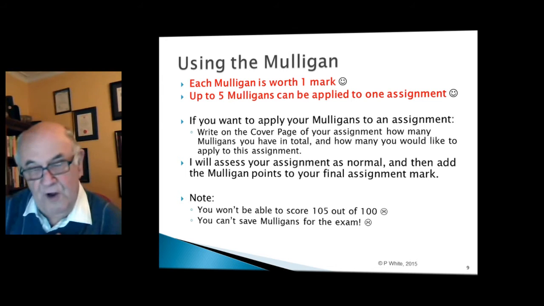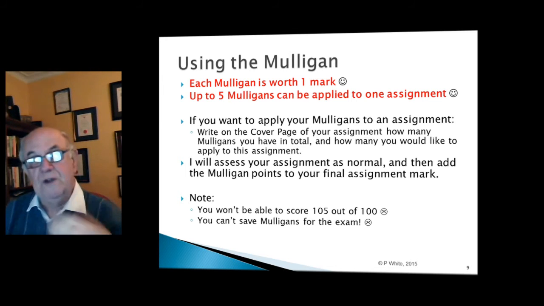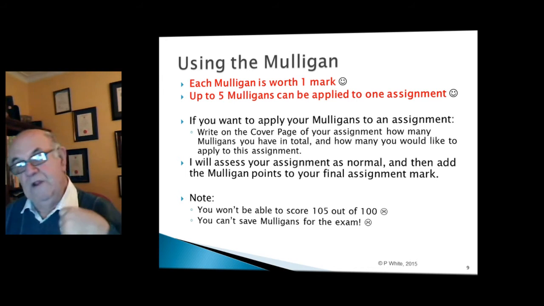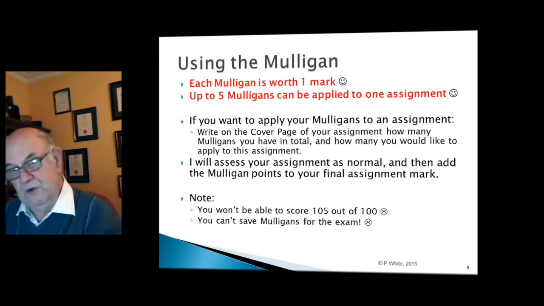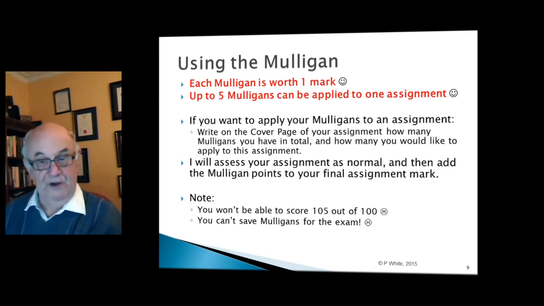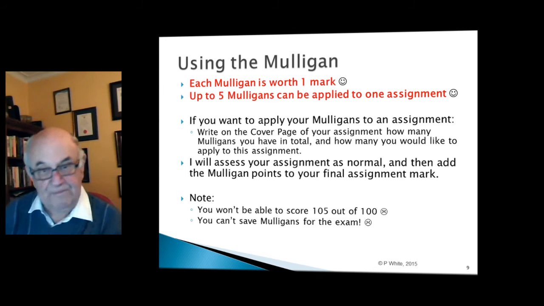I've got 5 mulligans I can put on it. So on the cover page of your assignment, say, I have 5 mulligans, I want to apply all of them to this assignment. Then the way I will assess this is I will do your assignment assessment as normal, and then if you've said I want to apply 5 mulligans, I will add your 5 mulligans to your final assignment mark. So that adds 5 marks to the assignment.